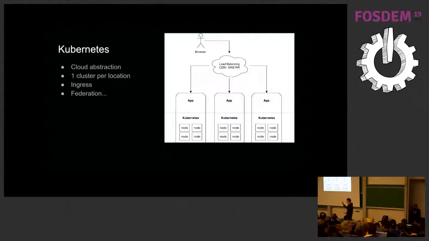So one cluster per location, even if it's a small location with just one server. Kubernetes can run on a single server, that's fine. In terms of Kubernetes features, we will use ingress controllers since it's an HTTP-based application. That's going to be our reverse proxy layer. And then we'll use some form of federation, and more on federation.